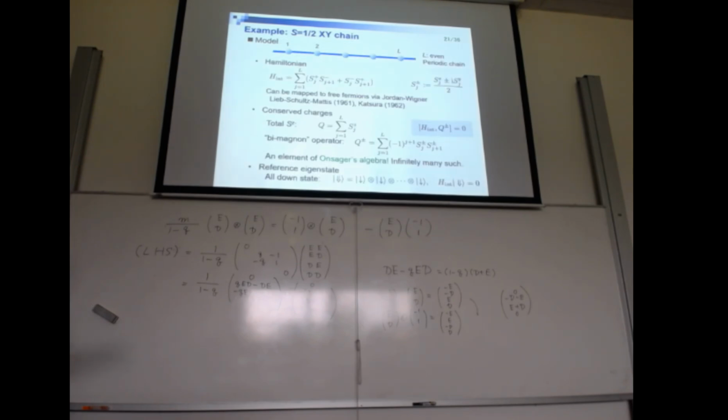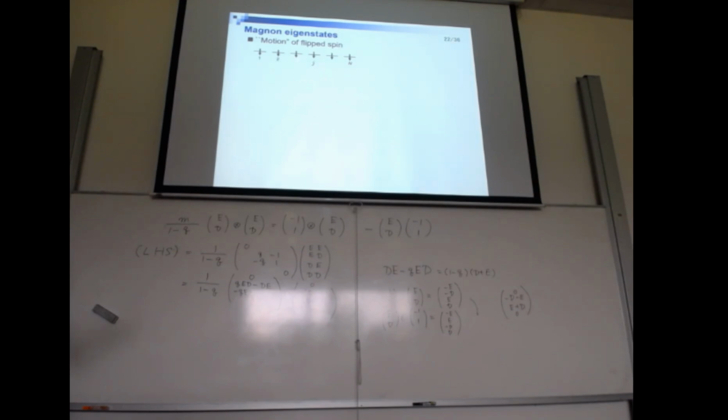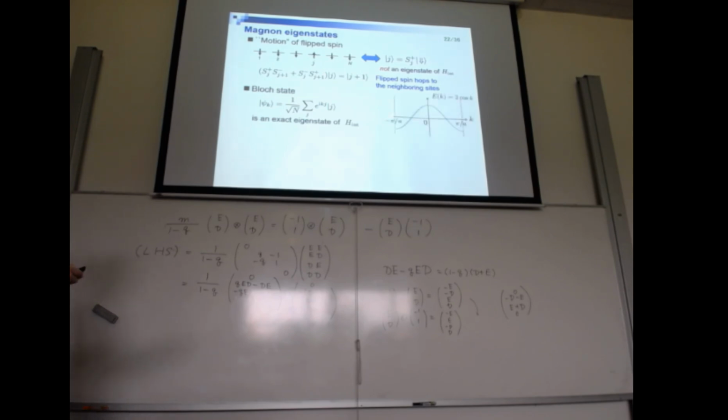As I said, this all-down state is an eigenstate of this Hamiltonian. If you flip the spin at site j, this state is not an eigenstate of the Hamiltonian. However, if you act with the local Hamiltonian on this state, you will move this up spin to the left or to the right, right? The flipped spin behaves like a particle. Now you can consider a Bloch state of this kind of single flip state. If you assume this form, you can show that this is an exact eigenstate of the XY Hamiltonian, and you get your familiar cosine band, right?